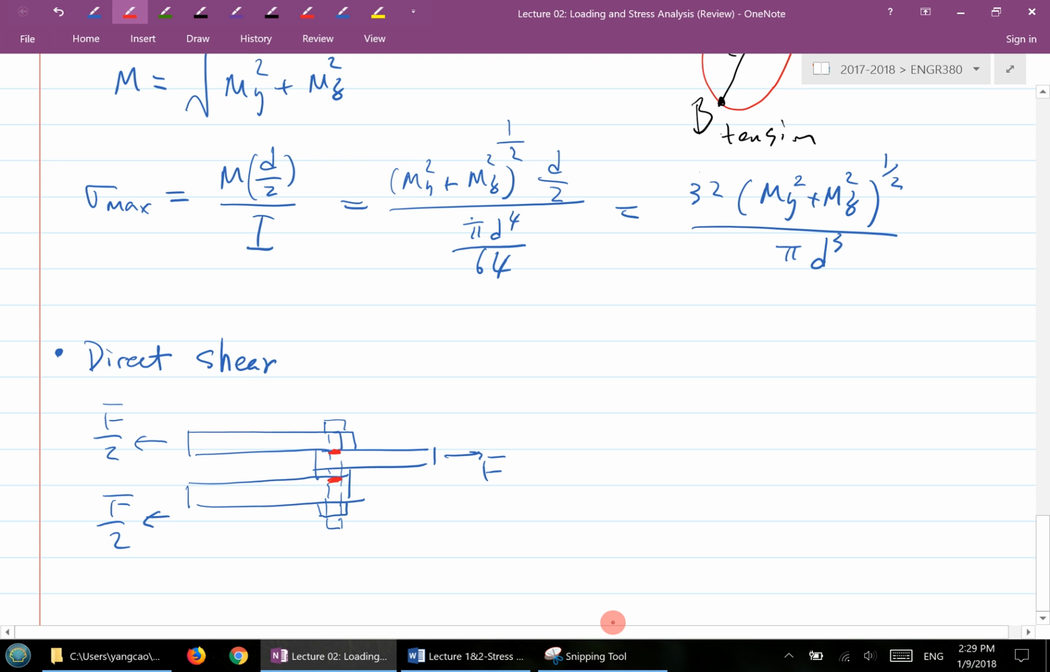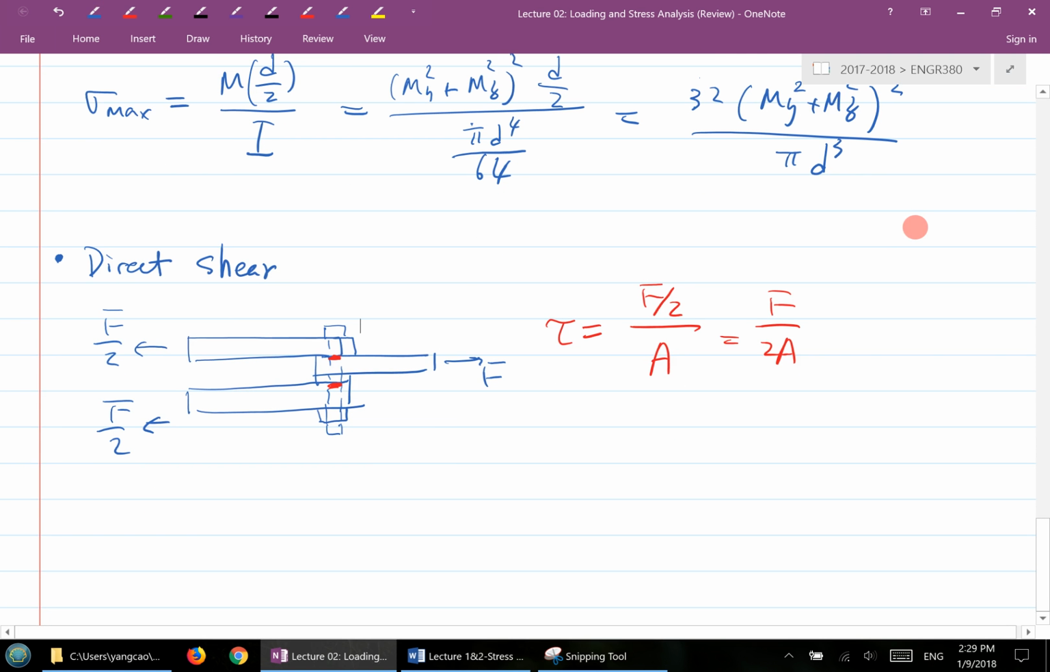So in this particular case, if you look at the cross section of the bolt, then you see the direct shear, and that value of the shear is basically the force over the area, right? And the force is 1/2 of F divided by A, so you get this F over 2A. That's your direct shear.